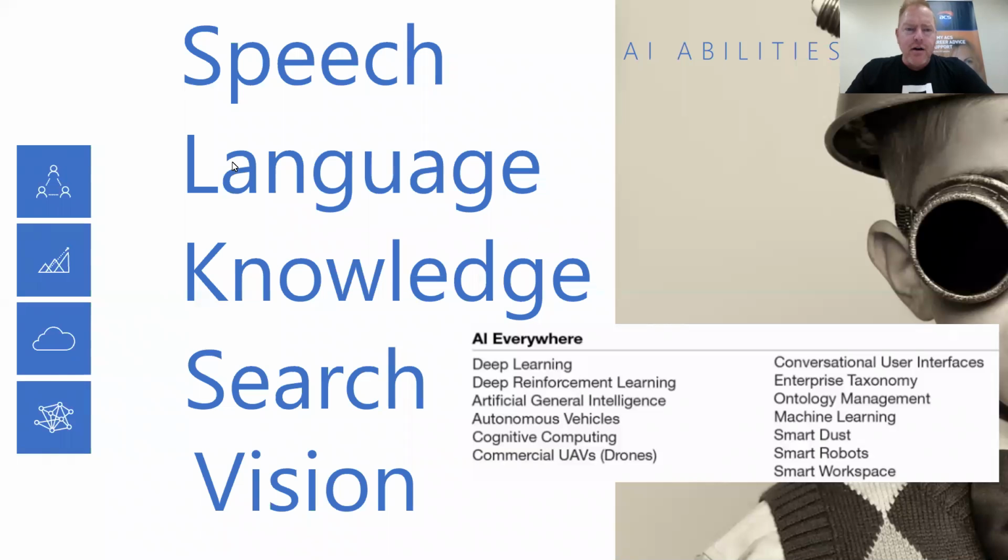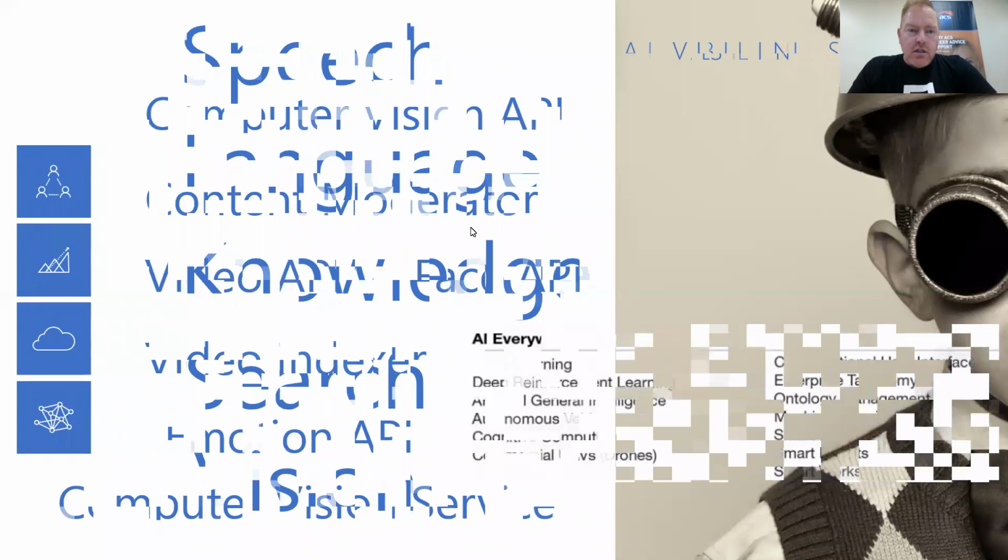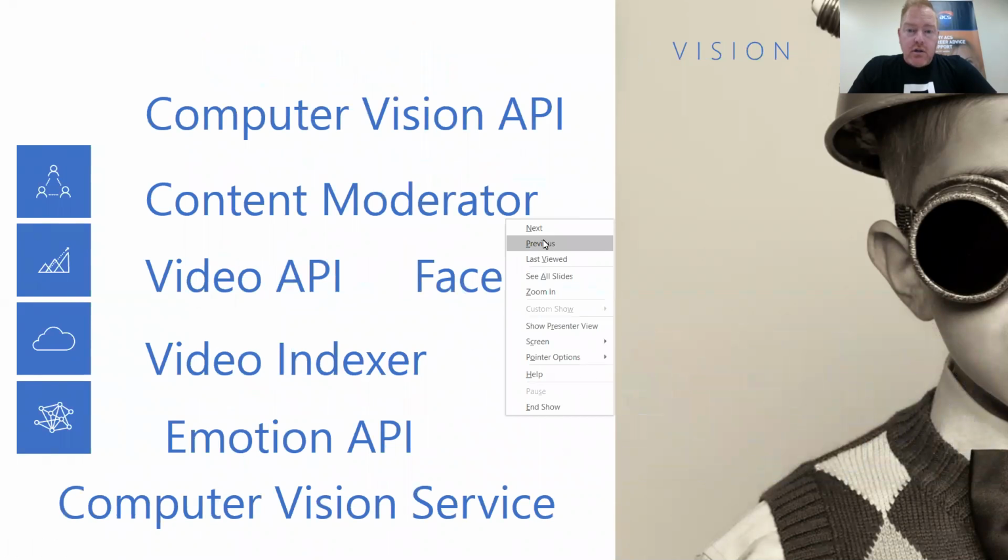So these are the main five groups of AI abilities. We have speech, language, knowledge, search, and vision. And speech is, we'll just go back one.